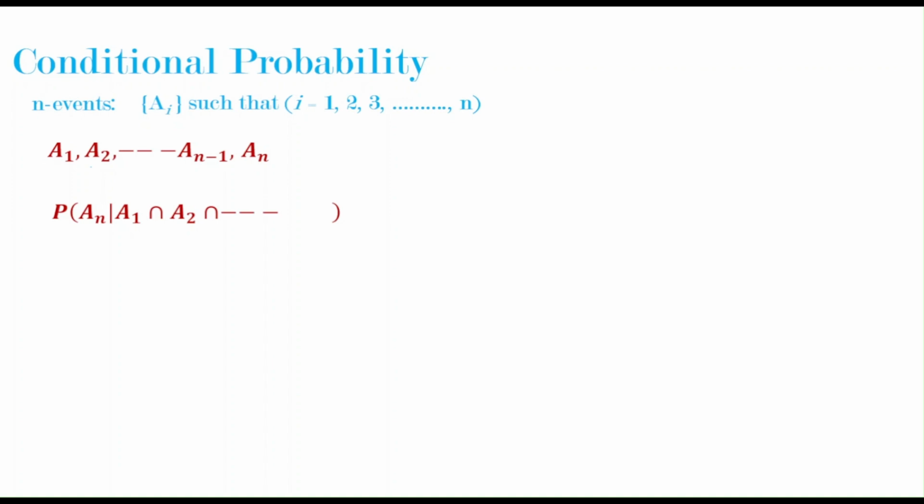Then, the probability of AN given the other events have already occurred will be written as the probability of events A1 intersection A2 to AN upon the probability of A1 intersection A2 and so on, to AN-1. And that's how we can calculate it for n events.